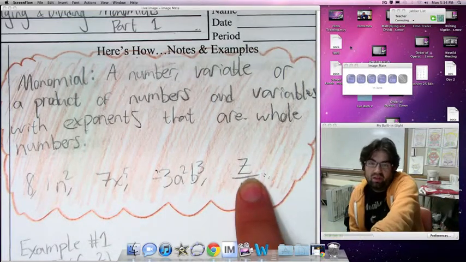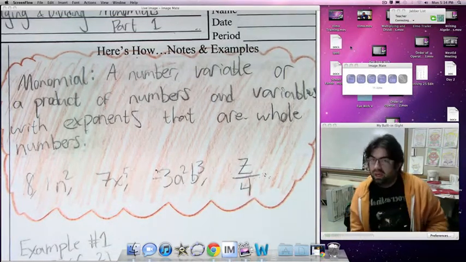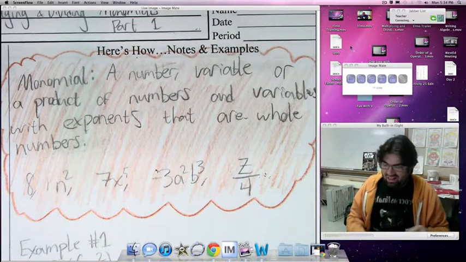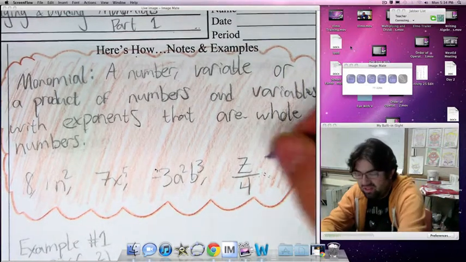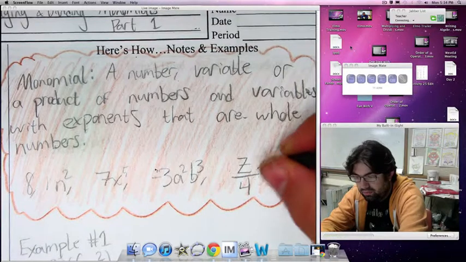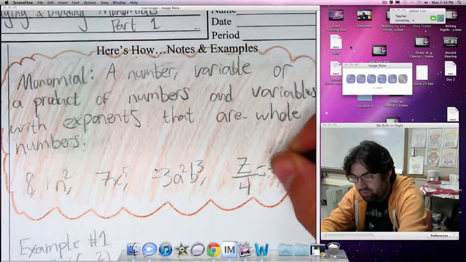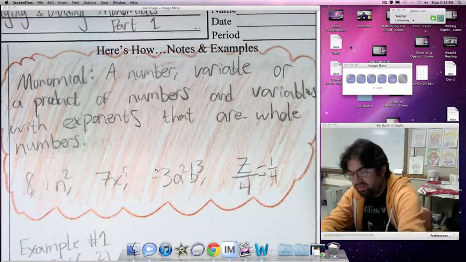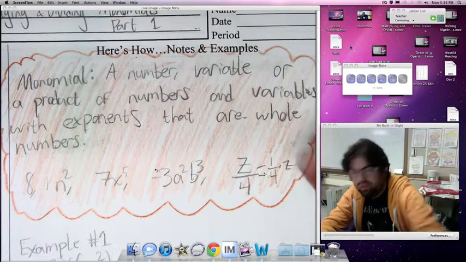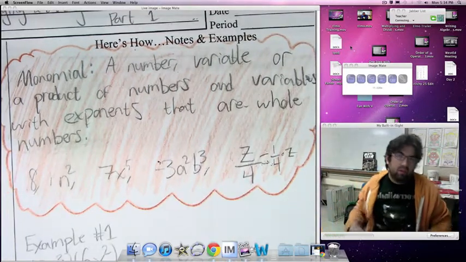And z divided by 4. That's okay because technically they say a number, so this is actually equal to 1/4, which is a number, times z. So that's why that one's okay. Z divided by 4 is okay.